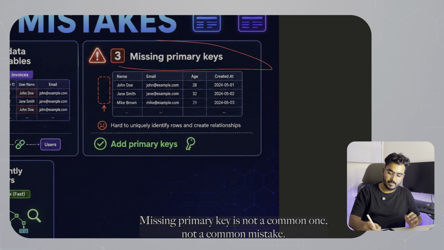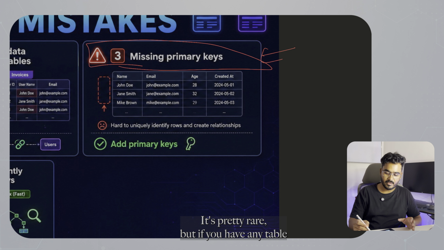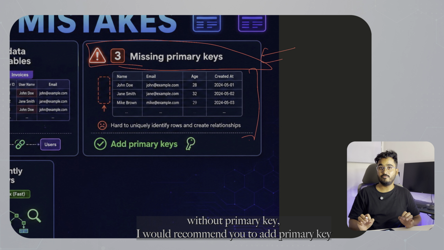Missing primary keys. Missing primary key is not a common mistake. It's pretty rare, but if you have any table without a primary key, I would recommend you add a primary key as soon as you can, because it loses the identity of rows, the uniqueness of the table, the relationships and everything. You should have a primary key on every single table.